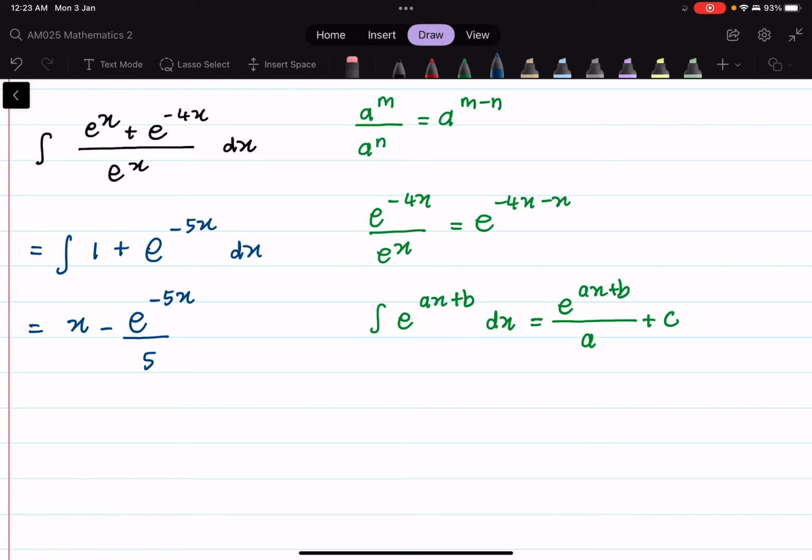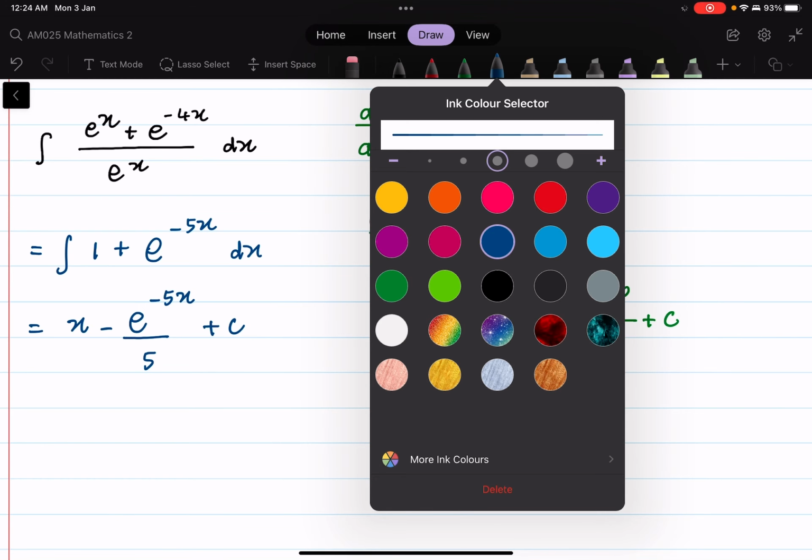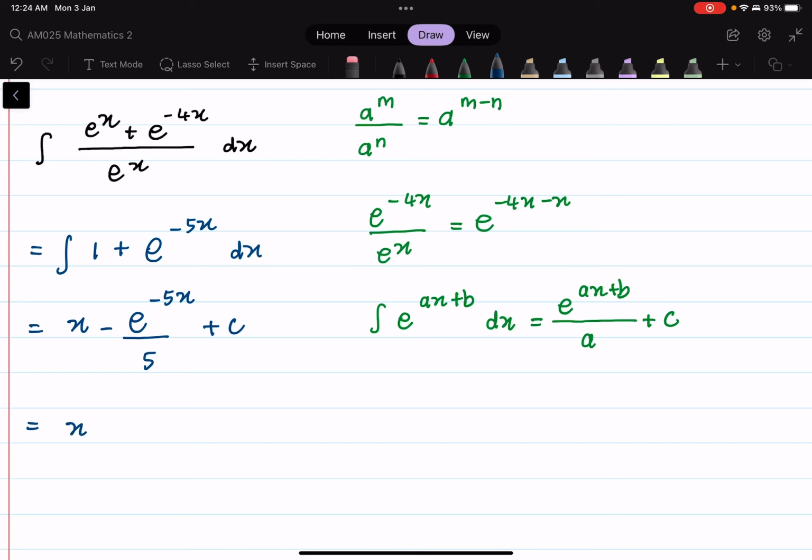And don't forget to add the c. You may write it down like this, or you may also write it like this if you want: x minus 1 over 5 e^(5x) plus c. So how do we bring this down here? We are using this kind of rule: if you have a to the power of negative m, you may write it as 1 over a to the power of m. So that's why it becomes positive now.